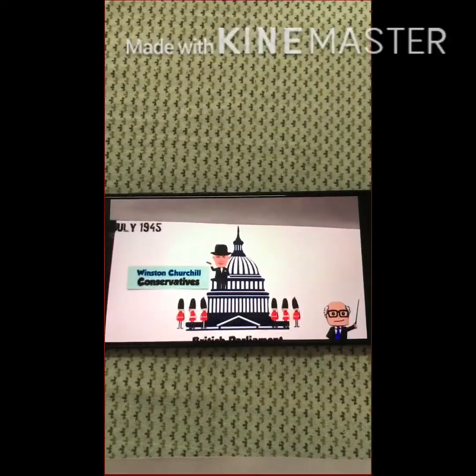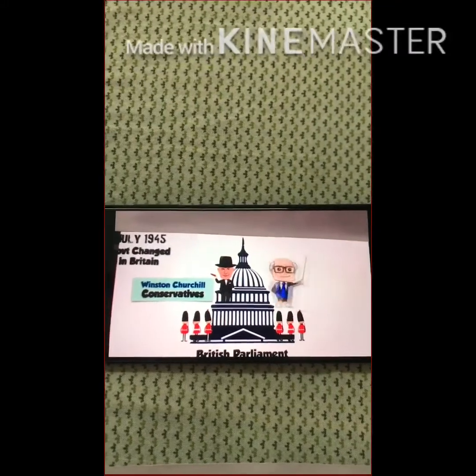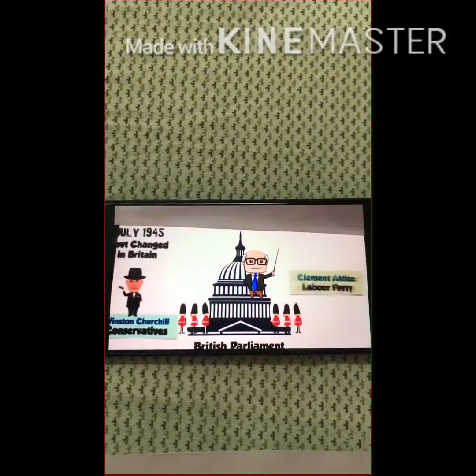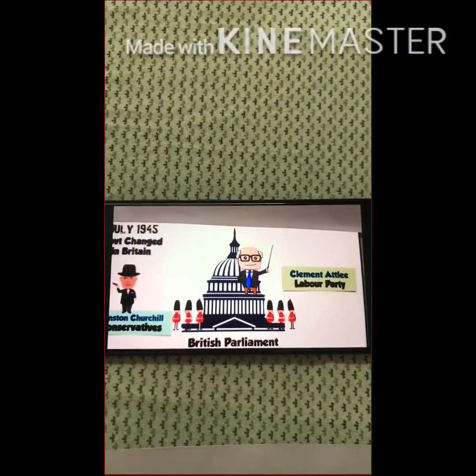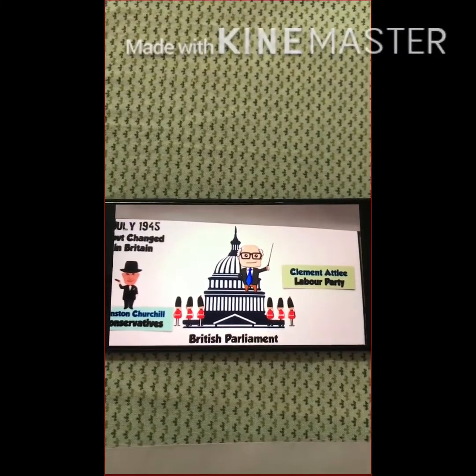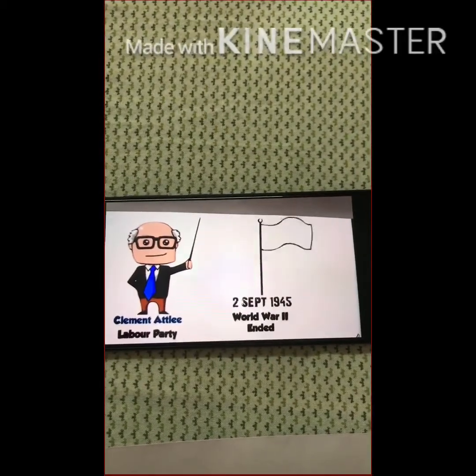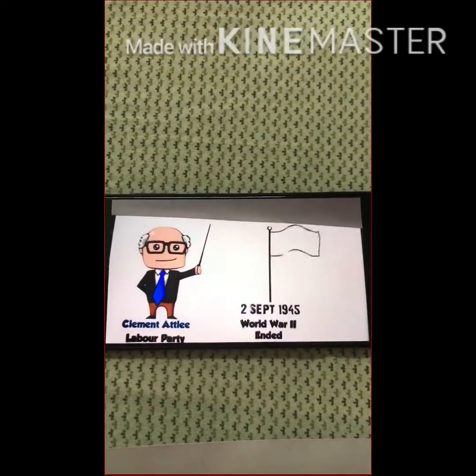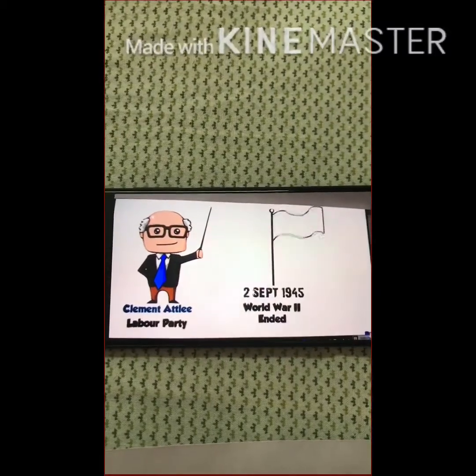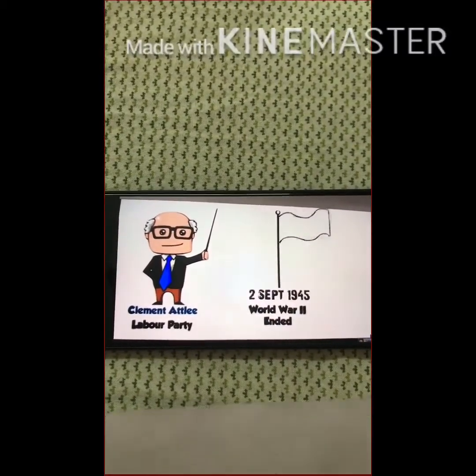In July 1945, the Conservative Party headed by Churchill was defeated and the Labour Party came to power. Clement Attlee became the Prime Minister. He and his party wanted to transfer power to India after the Second World War. It got over on 2nd September 1945.